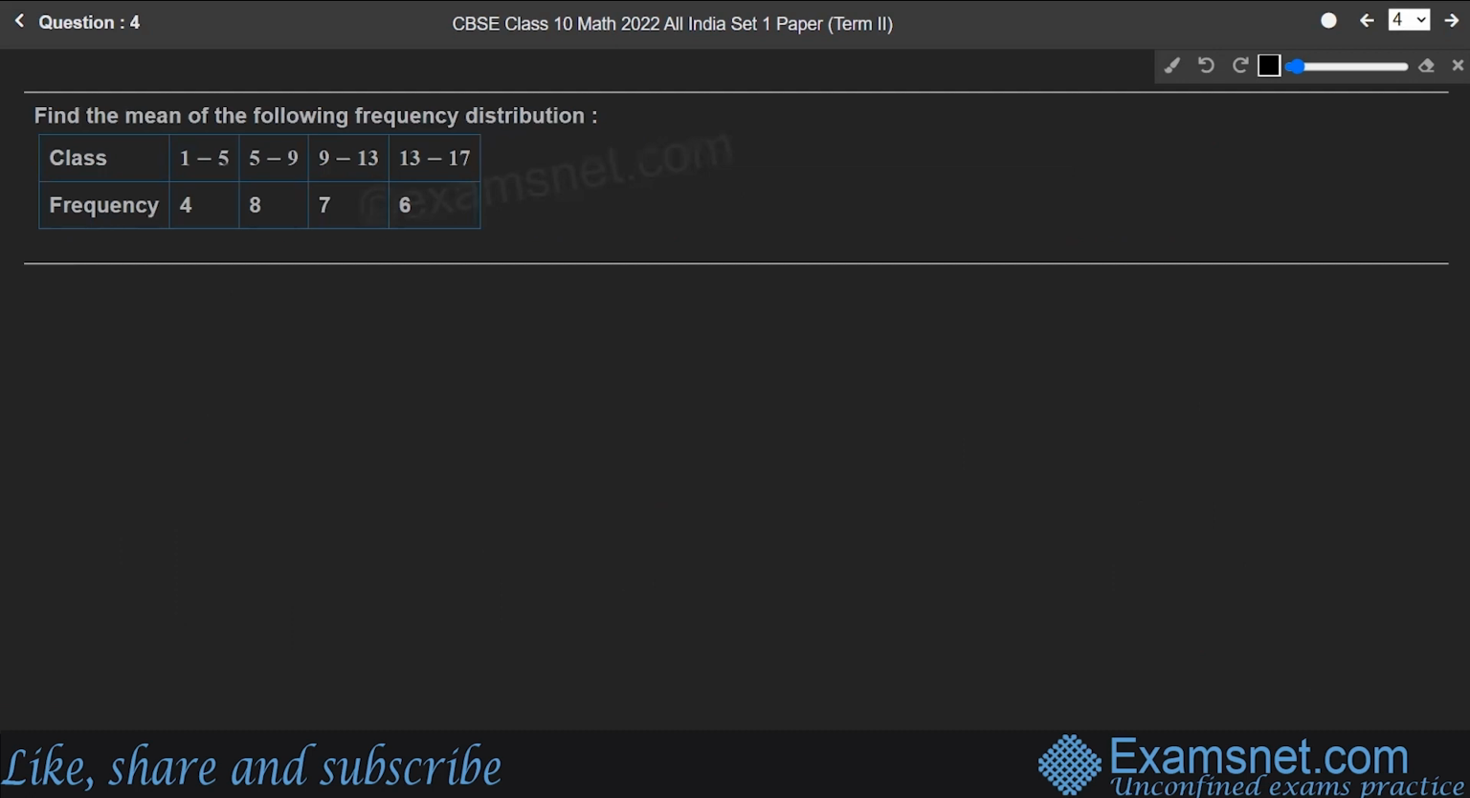Now, next question. Find the mean of the following frequency distribution. The classes given are 1 to 5, 5 to 9, and so on, with frequencies 4, 8, 7, 6. For that, we need to make the particular frequency chart. Let me do it horizontally rather than vertically. Class is there and frequency is there. Then class marks that I will find out, and then I will do the xi into fi.